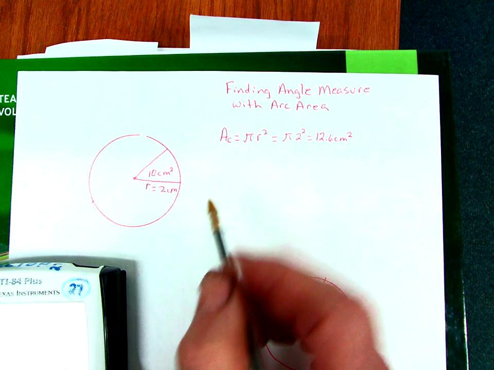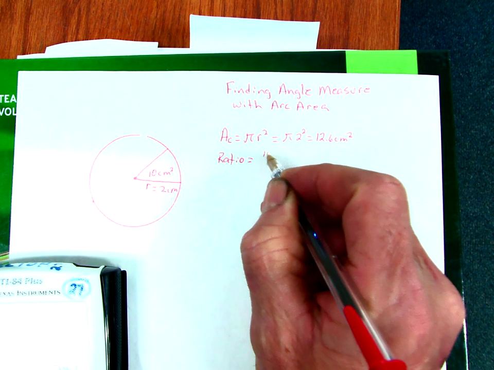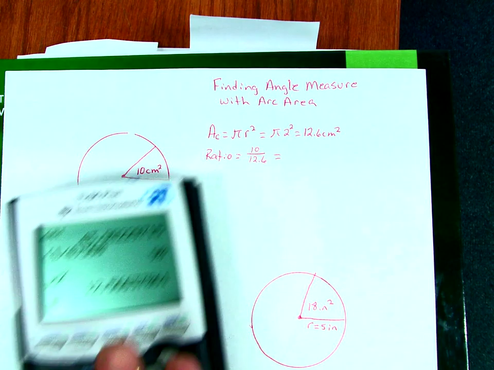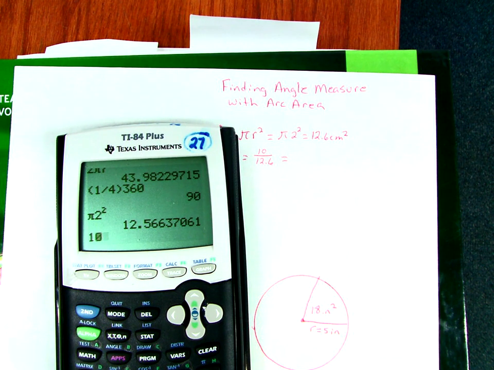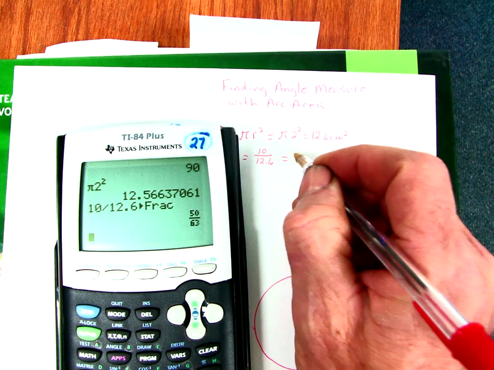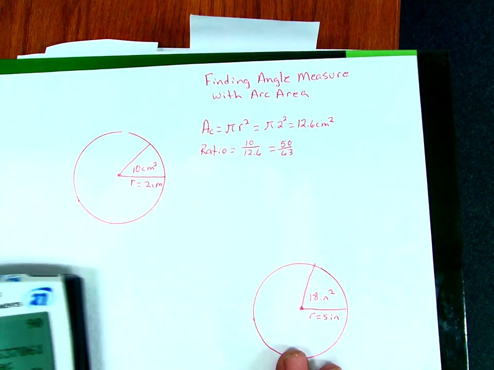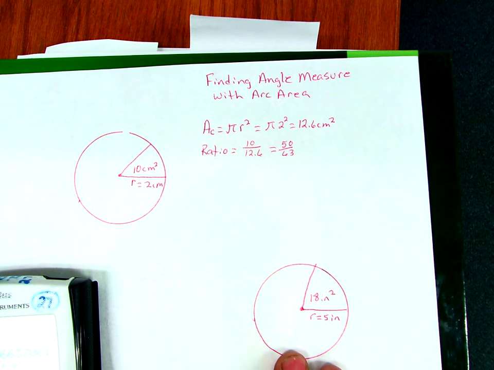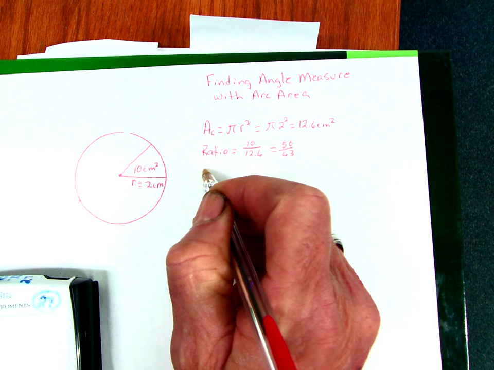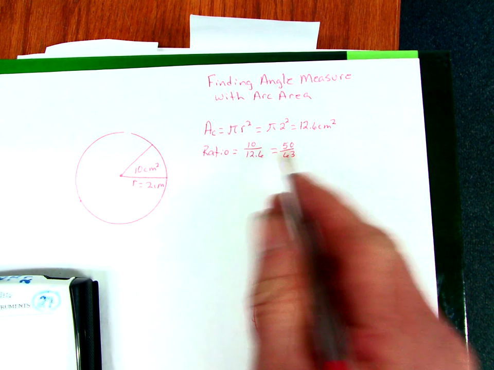Here's the area of the sector. We're going to use those two measures to get our ratio, the part over the whole, and that's going to give us the ratio 10 divided by 12.6, math, enter, 50 over 63. Okay, 50 over 63. So an entire circle measures 360 degrees. We need 50 63rds of that.